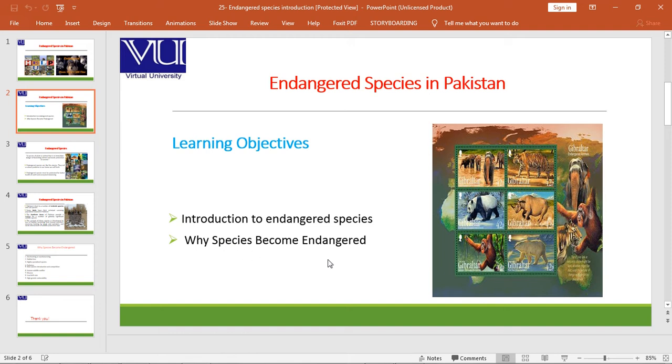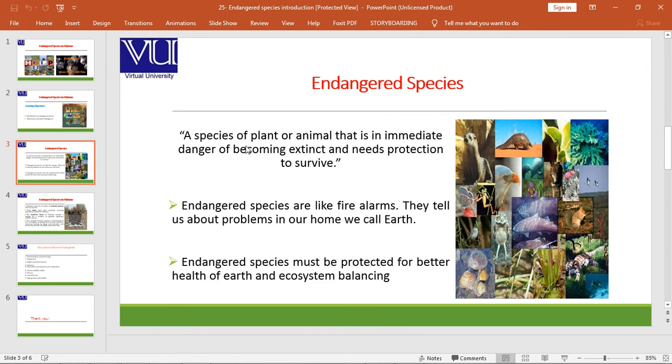Why species become endangered? A species of plant or animal that is in immediate danger of becoming extinct and needs protection to survive. Endangered species are like fire alarms. They tell us about problems in our home we call earth. Endangered species must be protected for better health of earth and ecosystem balancing.